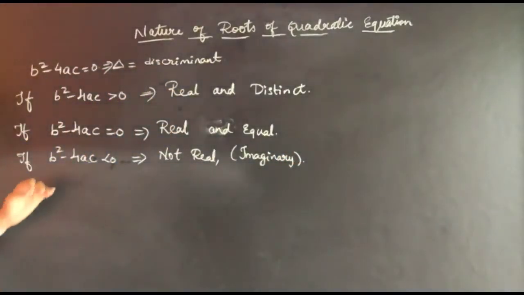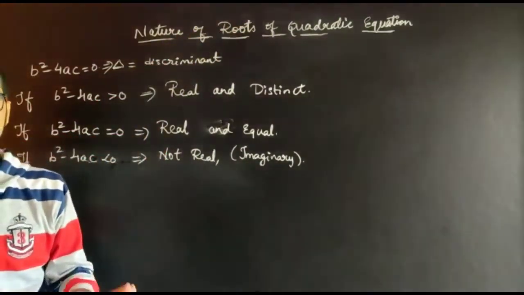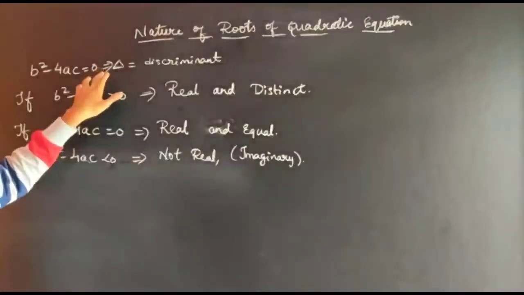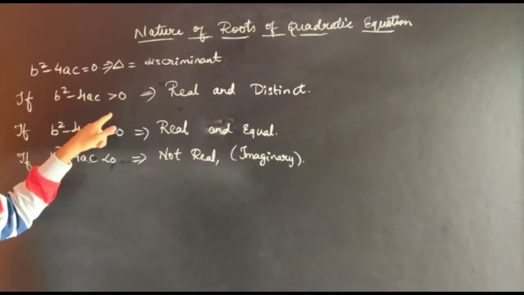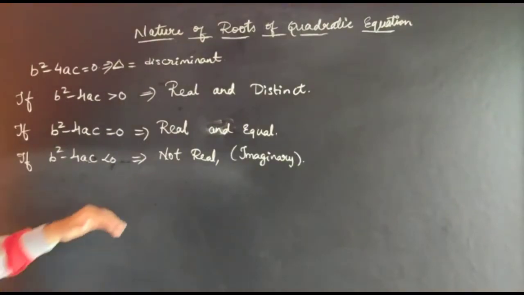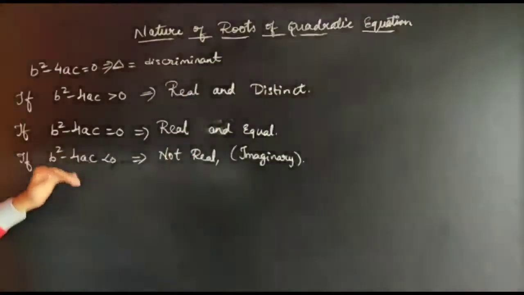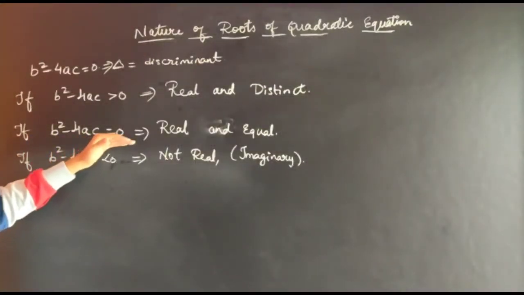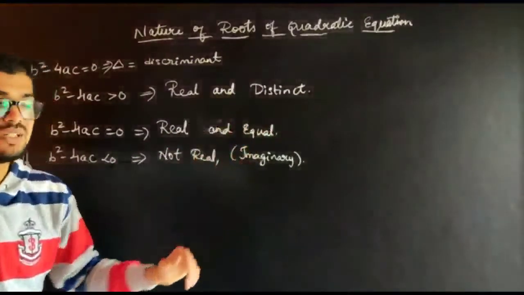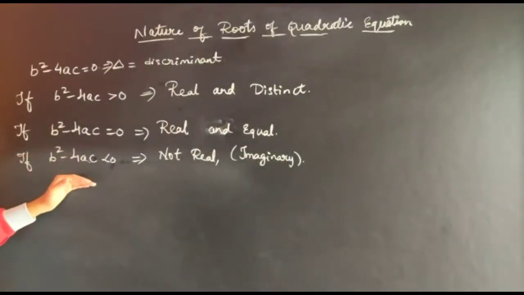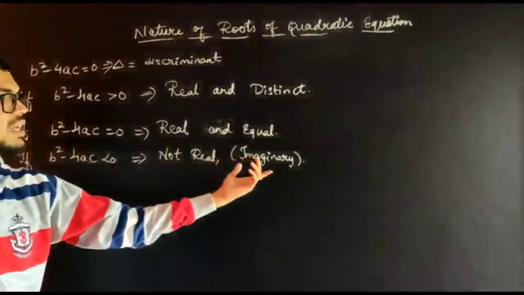Fine, students. So today we have learned the nature of roots of quadratic equation. If the delta value or discriminant value, b square minus 4ac, is greater than 0 or positive, then the roots are real and distinct. If b square minus 4ac is equal to 0, then the roots are real and equal. If b square minus 4ac is lesser than 0, then the roots are not real or imaginary.